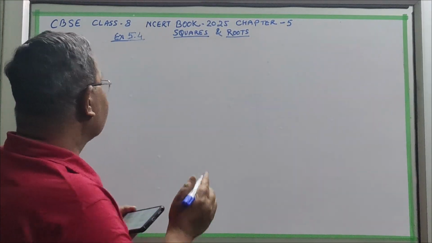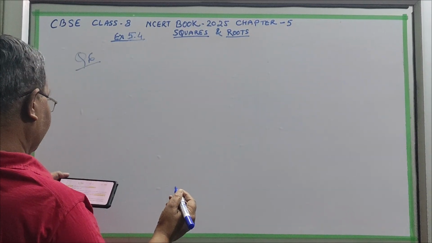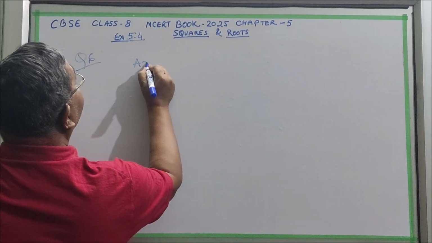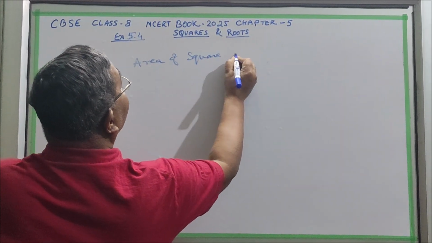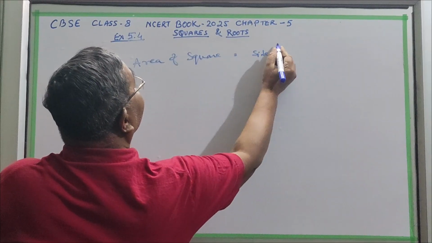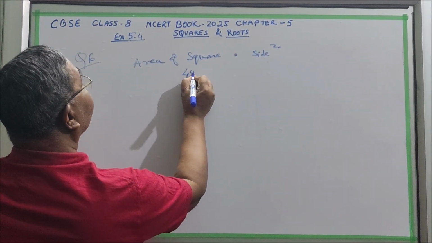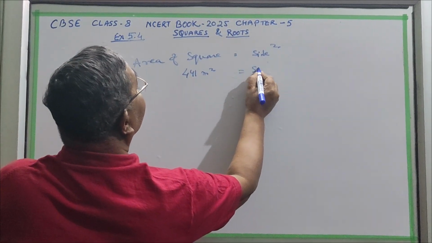Now question number 6. Find the length of a side of a square whose area is given. The area of a square is equal to side squared. Here the area is given as 441 m², so it is equal to side squared.